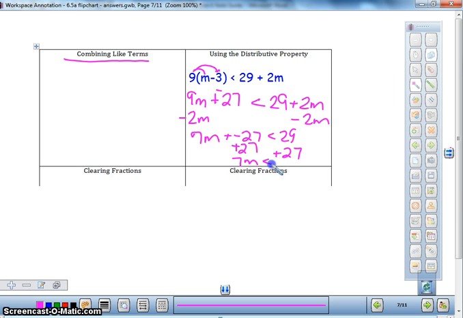7m is going to be less than, and in this case I should be looking at 29 plus 27, so we should have 56. You should finish this problem by showing me your division by the coefficient of 7. You're going to have your solution, m is less than, and then I would like you to graph it on a number line. We're going to practice more of these in class tomorrow.